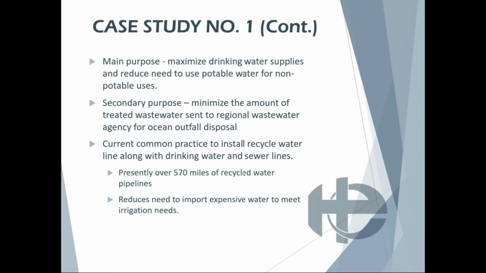Currently, they install the recycled water lines in the ground at the same time they add their drinking water and their sewer lines for new construction, which is not atypical for a lot of areas in the country. At present, they have almost 570 miles of recycled pipelines. What they have found is that it reduces the need to import expensive water to meet irrigation needs. And their existing water supplies have been able to extend to a much higher population without having to look for new resources.